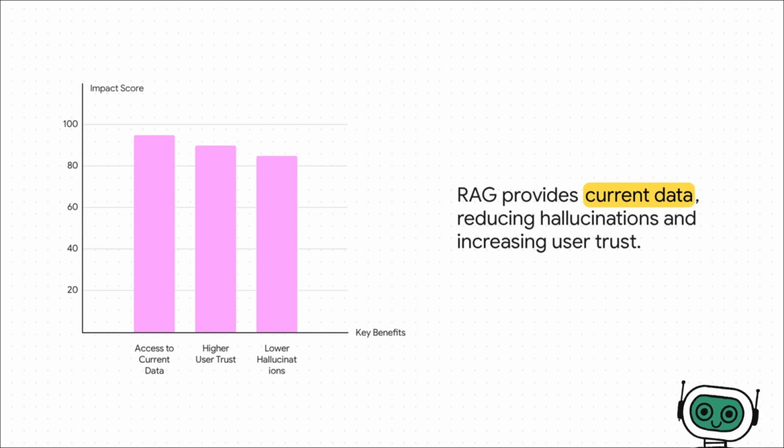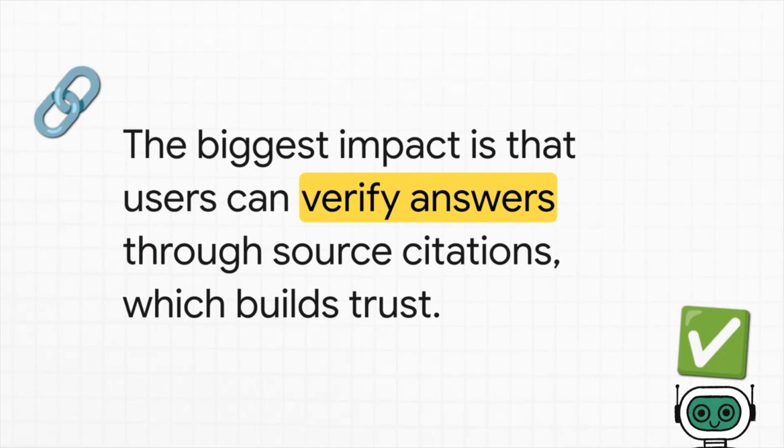But the biggest win here, it's all about building user trust. And how does it build that trust? Simple. Citations. Because the system knows exactly which documents it pulled information from, it can show you its sources. You don't have to just take the AI's word for it anymore. You can actually check the facts for yourself. And that is a game changer for reliability.